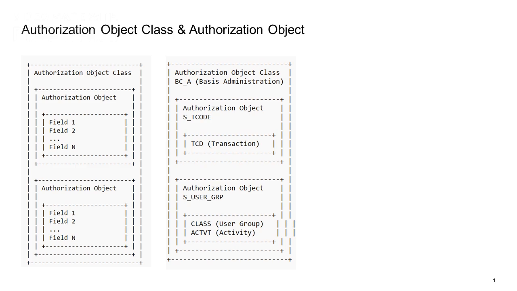Here are a couple of examples. S_TCODE. This object is used to check authorization for SAP transactions. Authorization field TCD, transaction code, specifies the transaction the user is authorized to run. S_USER_GRP. This object checks authorization for user groups. Authorization field CLASS, user group, specifies which user group the user belongs to.